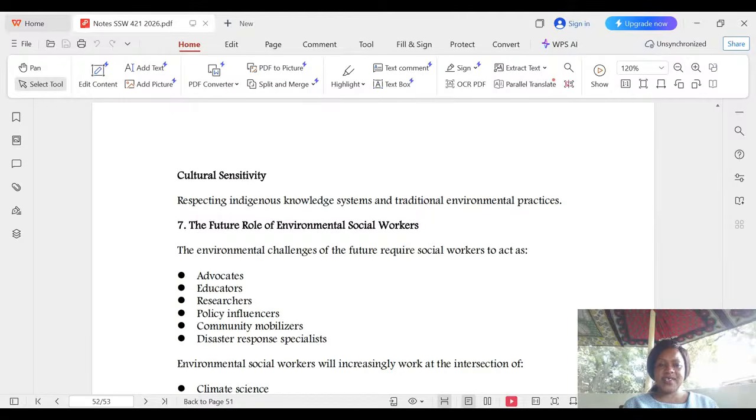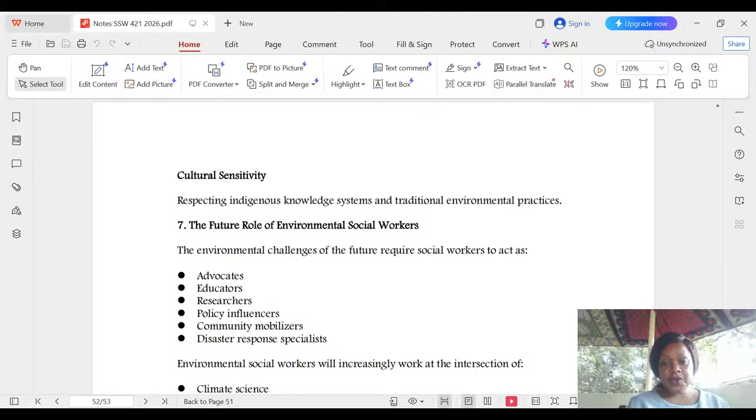Cultural sensitivity, respecting indigenous knowledge systems and traditional environmental practices. And the reason why those systems exist is because they help to maintain the social balance of those societies. Except when things have changed so much that they're no longer relevant, the communities themselves can also reform them, or do away with them, or we can assist them as regards to that.